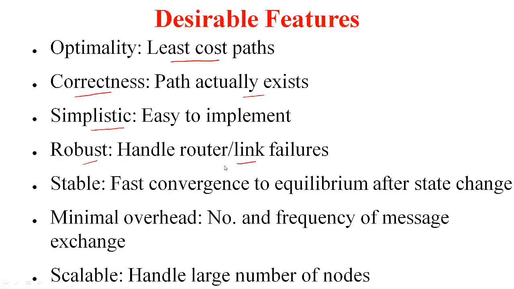One very important criterion in routing algorithms is convergence time. Since you are trying to gather information about the network topology and determining routes, you should be able to converge quickly to the equilibrium whenever the state changes. By state change, I mean either a link failed or a node failed or some cost increased, from that state to again determining whatever is the least cost path. The algorithm should quickly converge to the new equilibrium.